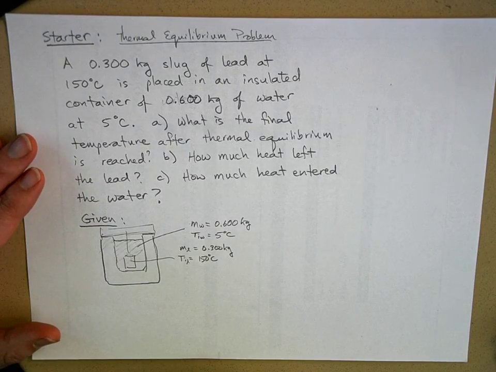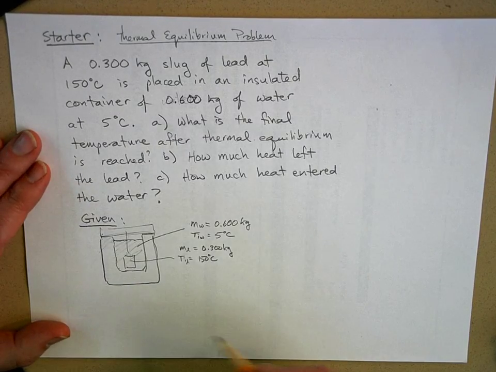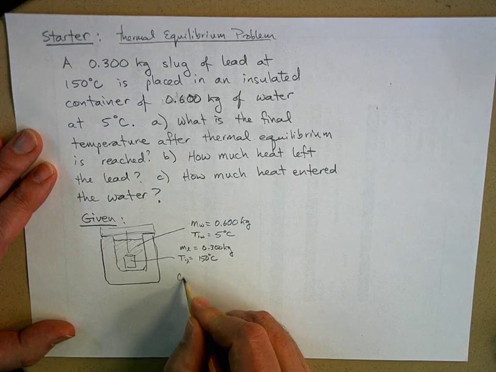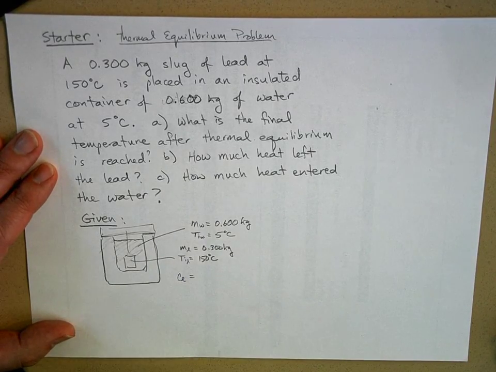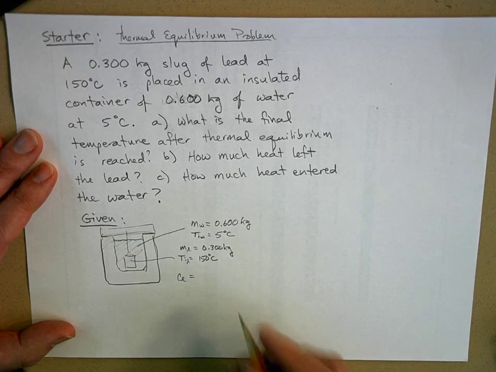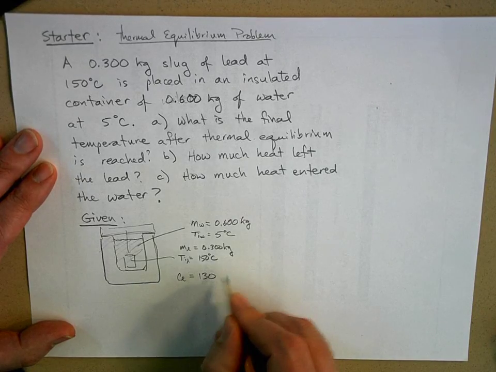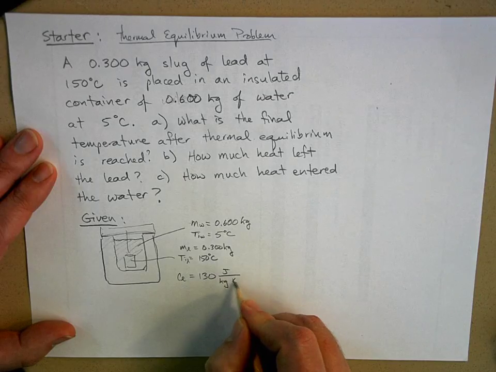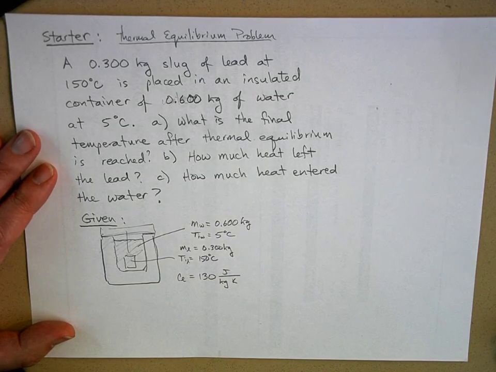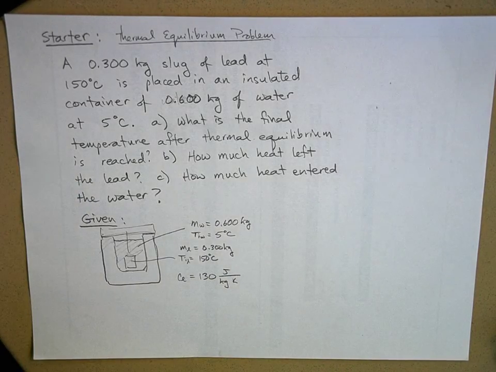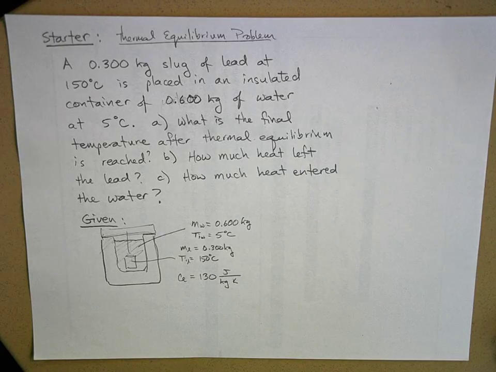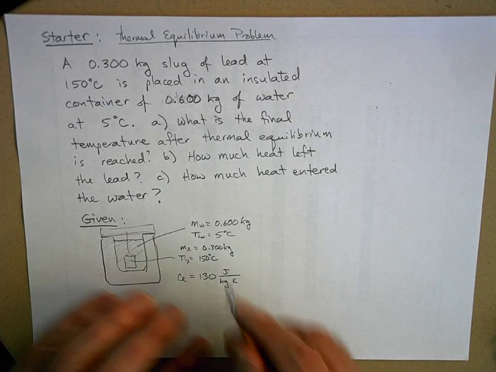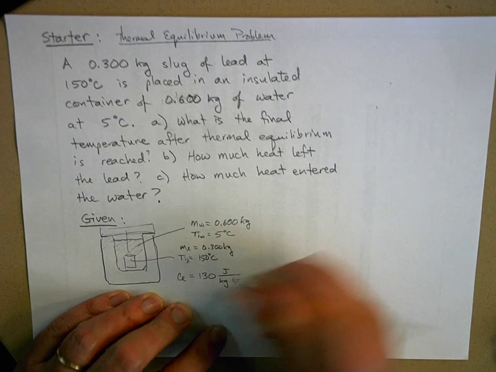Now, a couple things you have to look up. You have to look on page 279, and if you do, you will find that the specific heat of lead is 130 joules per kilogram per Celsius. I think it says kelvins in there. Here's one thing: it doesn't matter if you're using kelvins or degrees Celsius. You can use either one. So I'm going to use degrees Celsius for this problem.